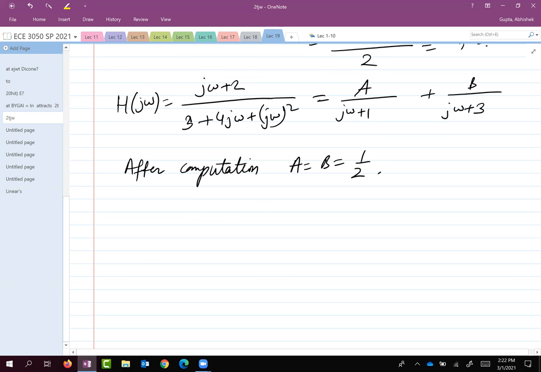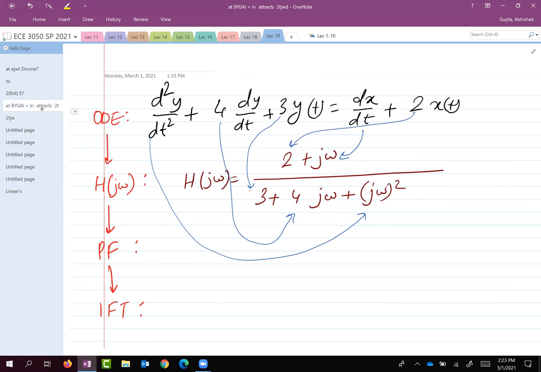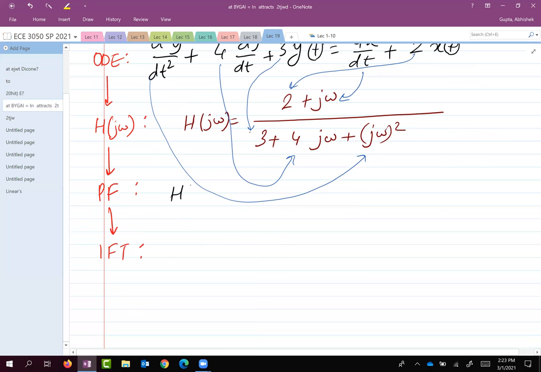Okay, so I got A equals 1/2 and B equals 1/2, so I got the partial fraction expansion for H of j omega. The details of this computation were done in the previous class, so I don't want to reiterate that. So let's plug it in here in the partial fraction approach.